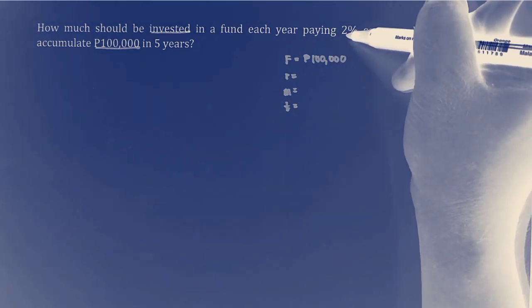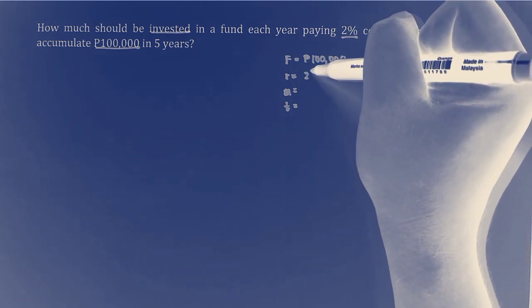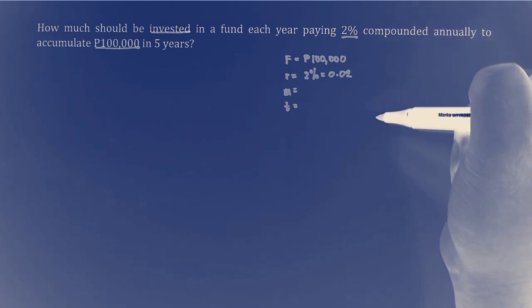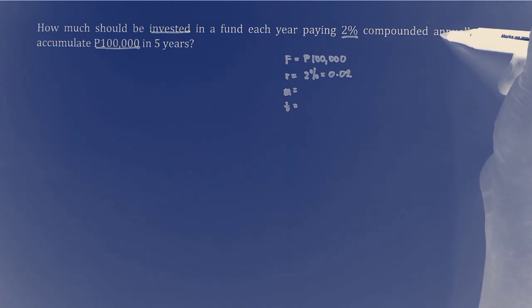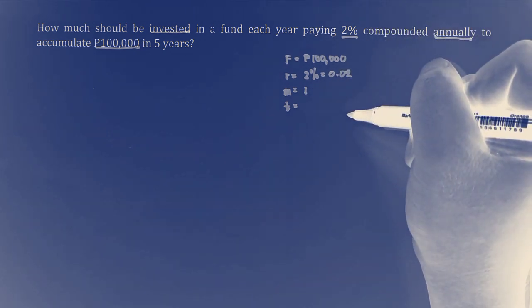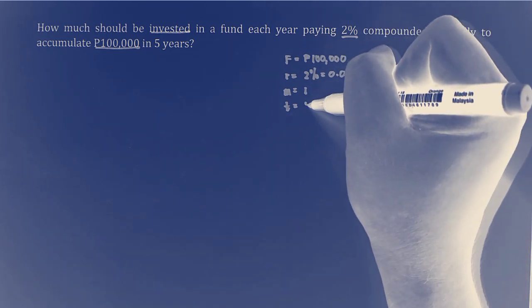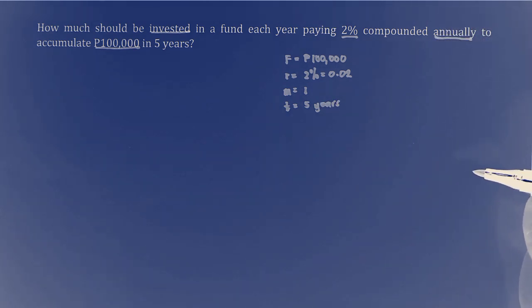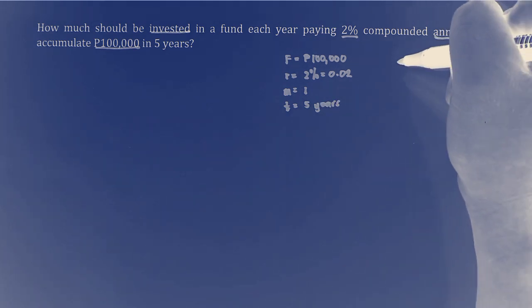So yung rate natin sa problem na ito is 2%. So this is 2% which is equal to 0.02. And then yung ating M or yung ating conversion period, this is annually. So ang magiging value nito ay 1. Tapos ang time natin ay 5 years. And then isosolve natin ngayon yung value ng I at saka yung value ng N.